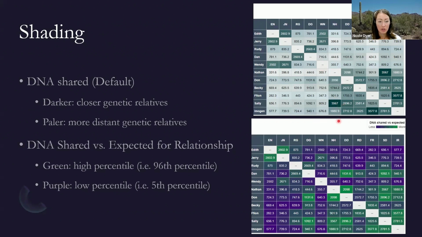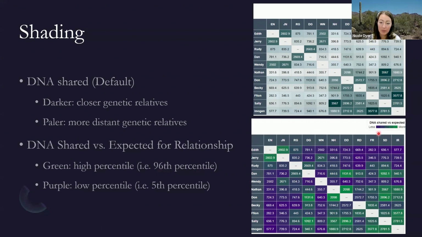And then if you switch it over to the DNA shared versus expected, then matches in a high percentile, like the 96th percentile, are going to be green. I like to think of that as the green light. I have to think of these things to help me remember what the colors mean. Because right now you can't change the colors, but maybe in the future.